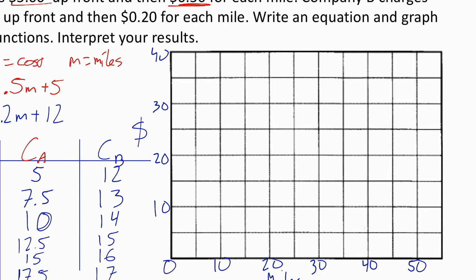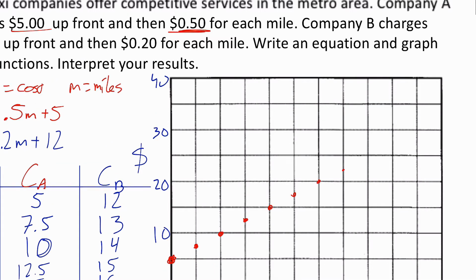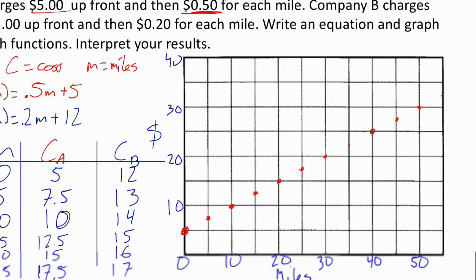With this information in mind, let's start off with company A. For just the butt in the seat, that's going to be $5. For 5 miles, it's going to be $7.50. For 10 miles, it's going to be $10. It's just going to keep going up at this same slope. You can keep that slope going because this is just going to be a linear graph. So draw as many points as you can so that you can draw the straightest line possible. And that's what company A looks like.